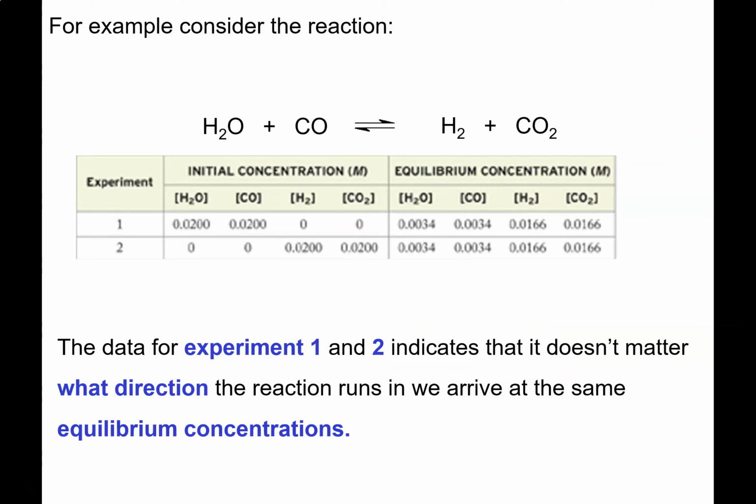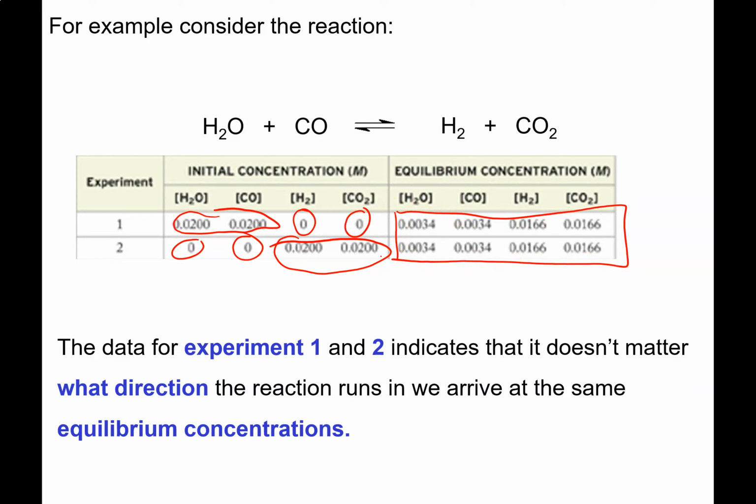The data for these two experiments will illustrate this. We're going to be reacting water with carbon monoxide to produce hydrogen and CO2. We have two experiments. In the first experiment, we start with all reactants and no products. And in the second experiment, we start with all products and no reactants. Then we let it go and wait for it to come to equilibrium. At equilibrium, we know we've got there because the concentrations of all of the components will be constant. They'll stop changing.